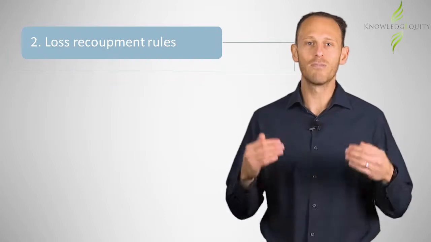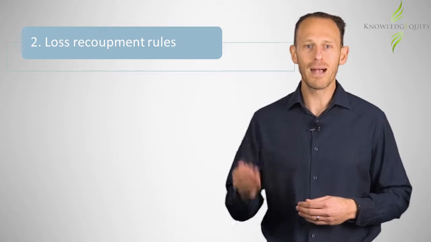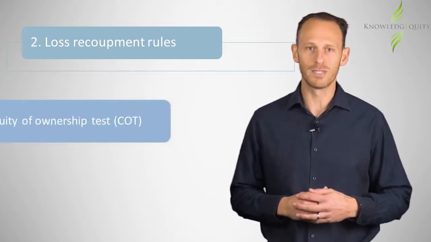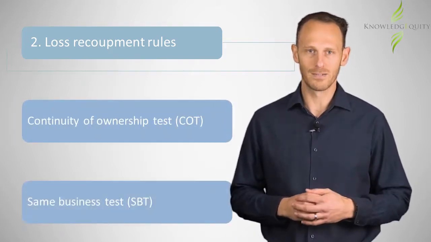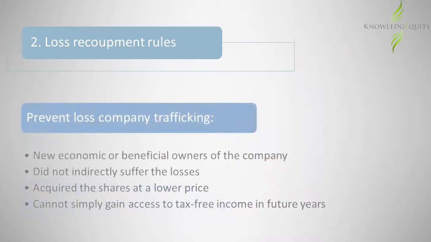Tax losses are carried forward to a future income year. To recoup losses, a company must satisfy either the continuity of ownership test or the same business test. These tests are designed to prevent trafficking in loss companies.